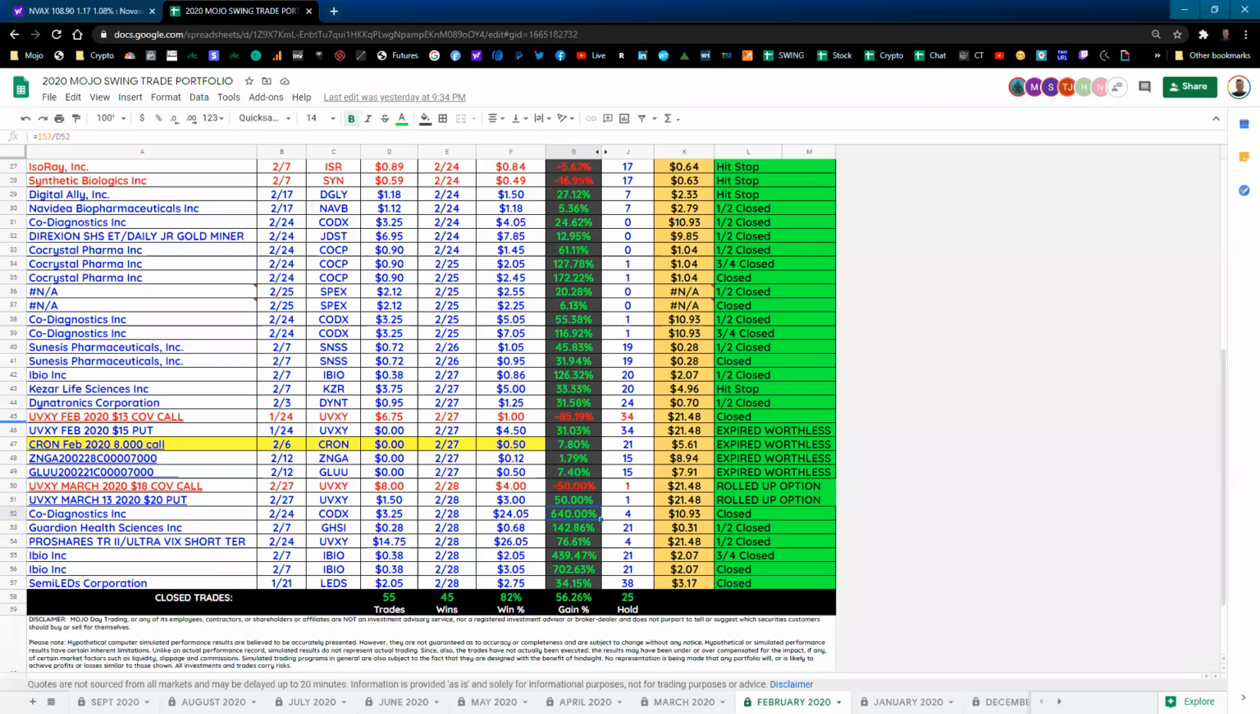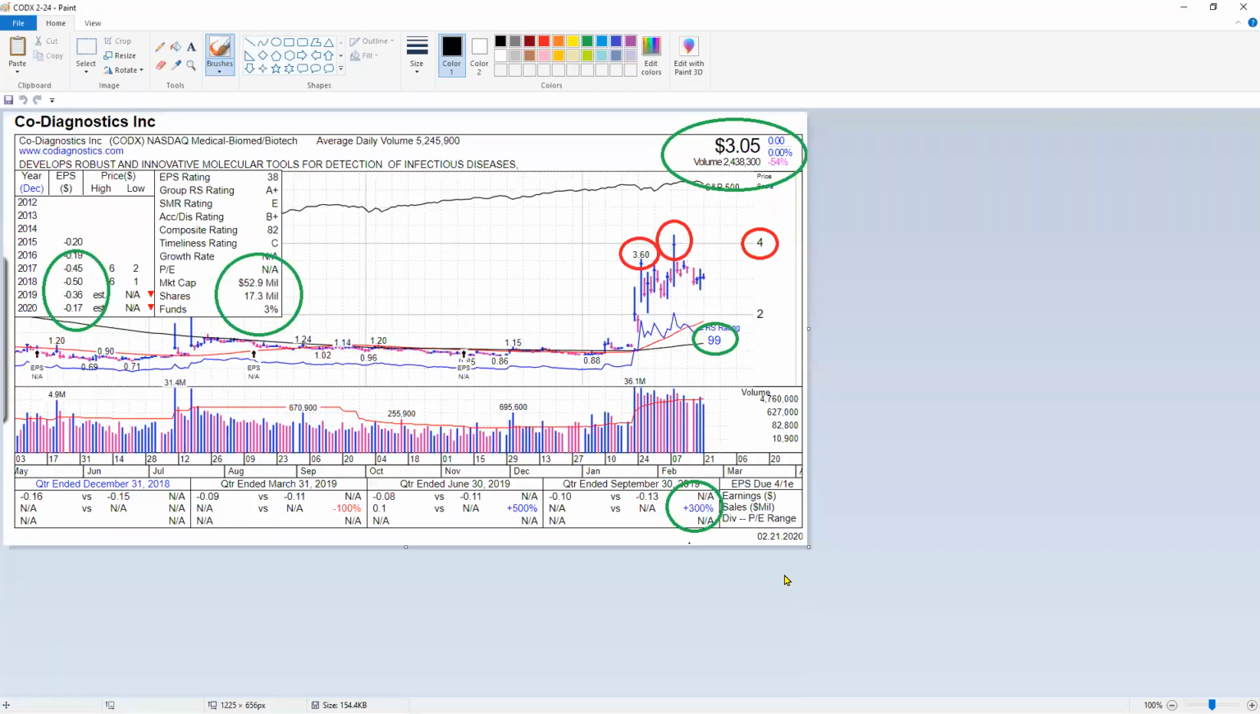Then I picked it again on 2/21 of 2020. It broke out right where I showed you, right in here, and it went to 360 from 95 cents. Can you believe that? Yep. So then it created, look at this, a 99 relative strength. 2.4 million in volume from 60,000 average. Now this thing's trading like a beast, 5 million a day. 17.3 million in the float, 3% owned by funds.